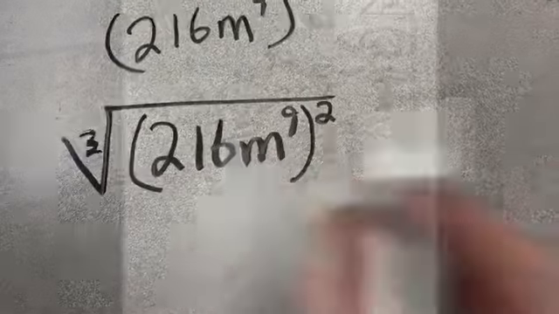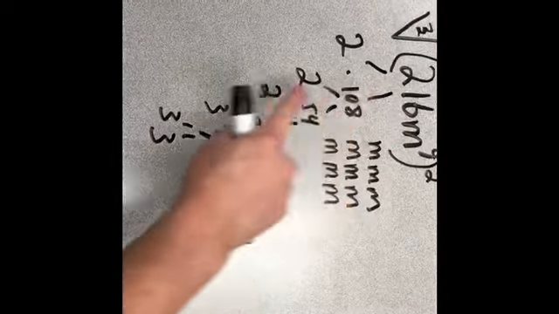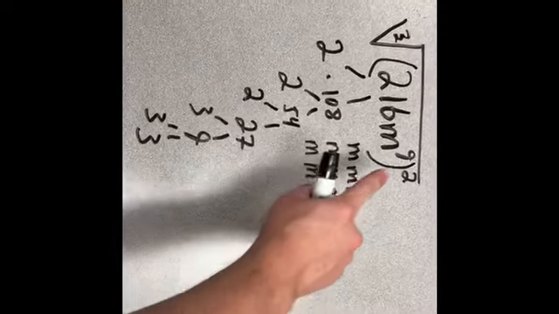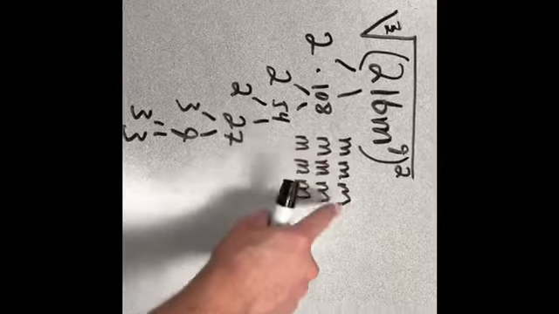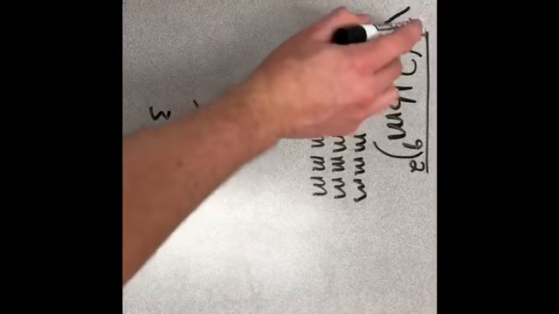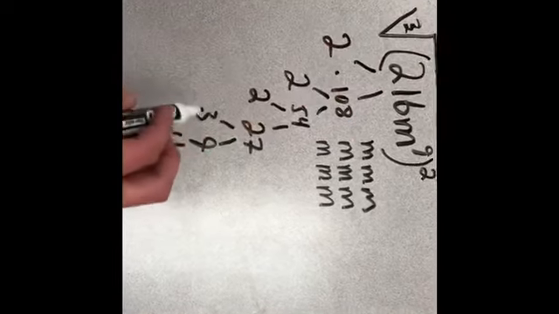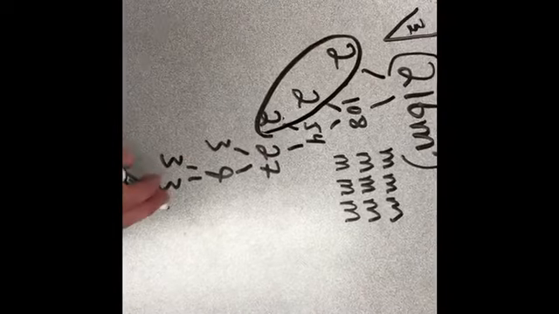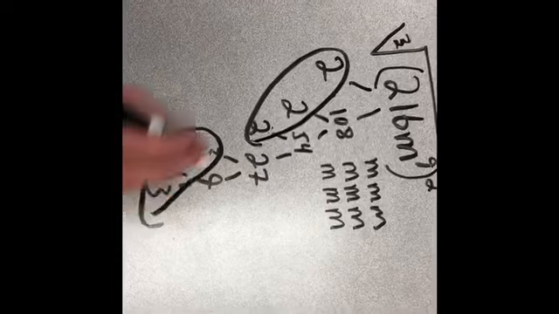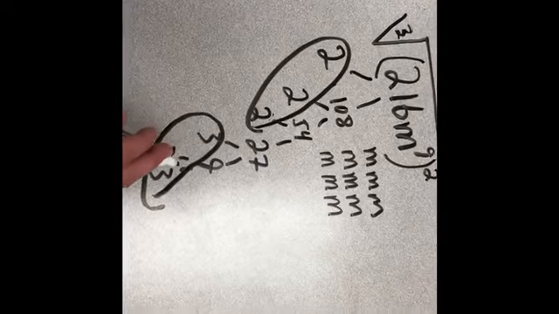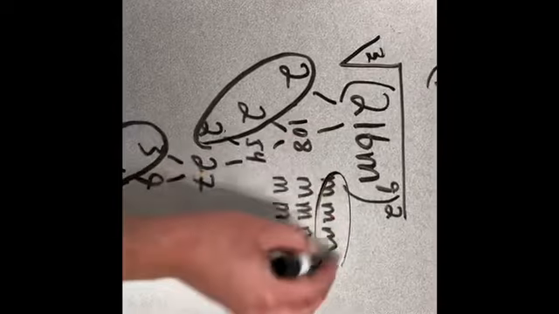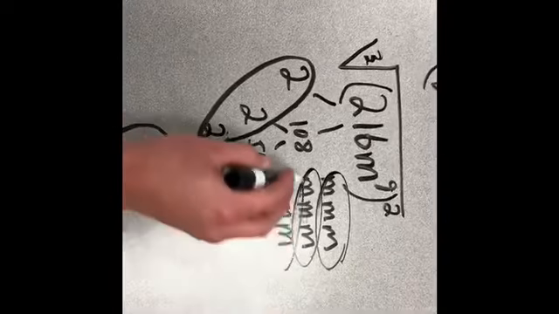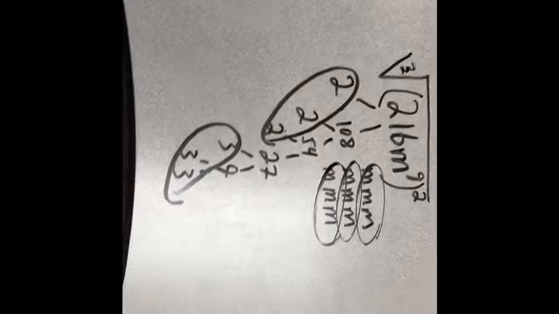So let's start breaking this down. You break down the number as far as you can, all the way down. And then remember, you can expand m to the 9th as just 9 m's. Now, since this is a cube root problem, that's a 3, I know that I need 3 of the same factor in my groups when I'm reducing. So I see I have a group of 3 2's, I have a group of 3 3's, and I have 1, 2, 3 different groups of 3 m's, okay?